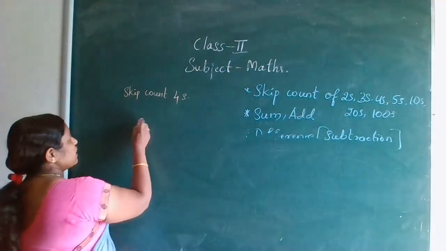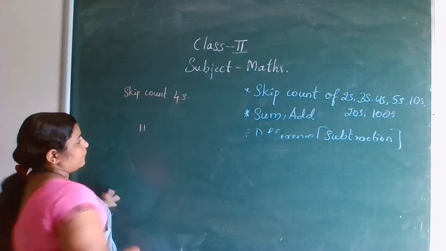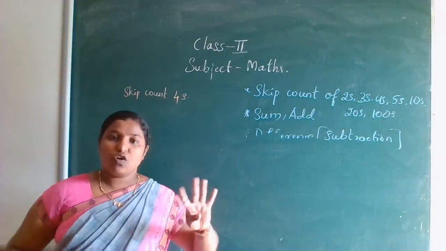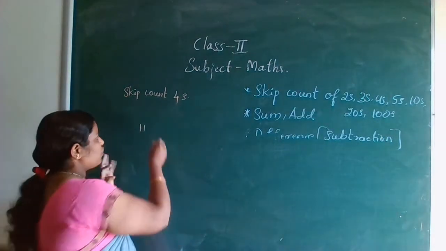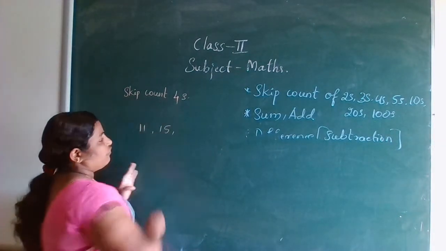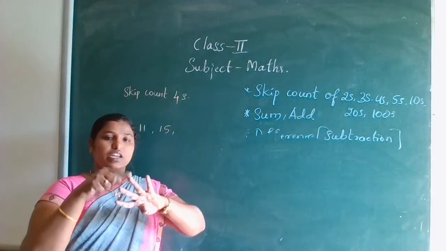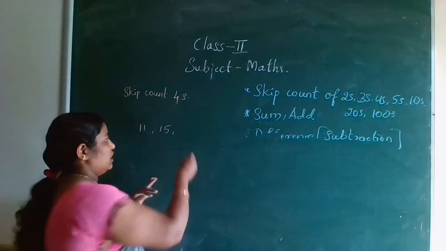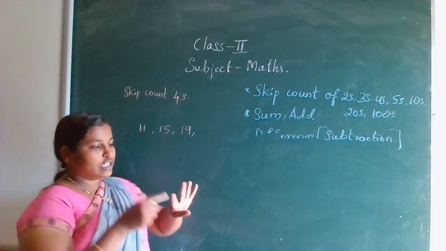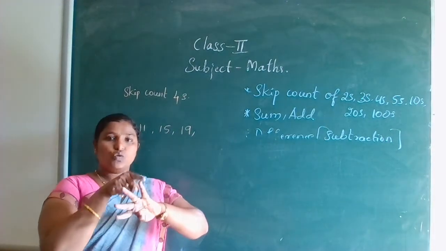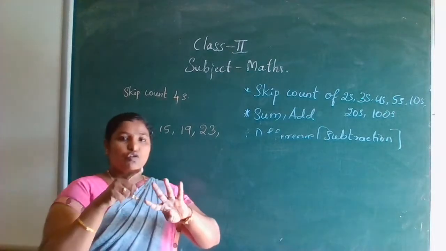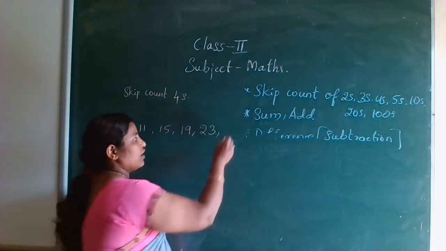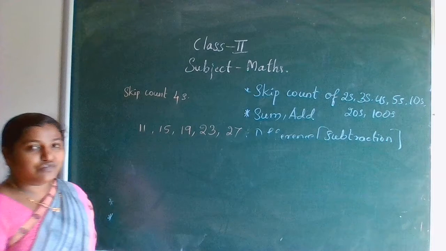I'll take another example. 11. After 11, skip count 4s. 12, 13, 14, 15. So, the fourth finger got 15. Next, 16, 17, 18, 19. Next, 20, 21, 22, 23. Next, 24, 25, 26, 27. This is skip count 4s.